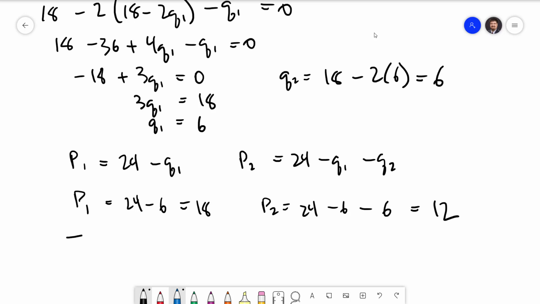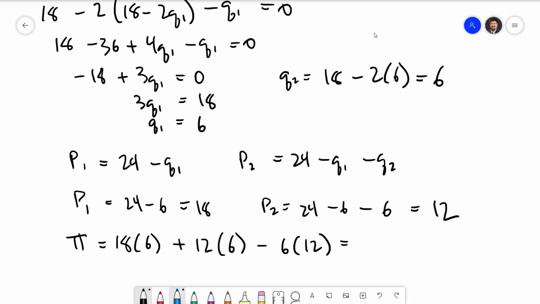Let's finish this up by calculating the profit that we make here. We're selling the first 6 units at a price of 18, so 18 times 6, and the second set of units at a price of 12. We're producing a total of 6 plus 6, or 12 units, and each of those cost 6. This comes out to a total of 108.